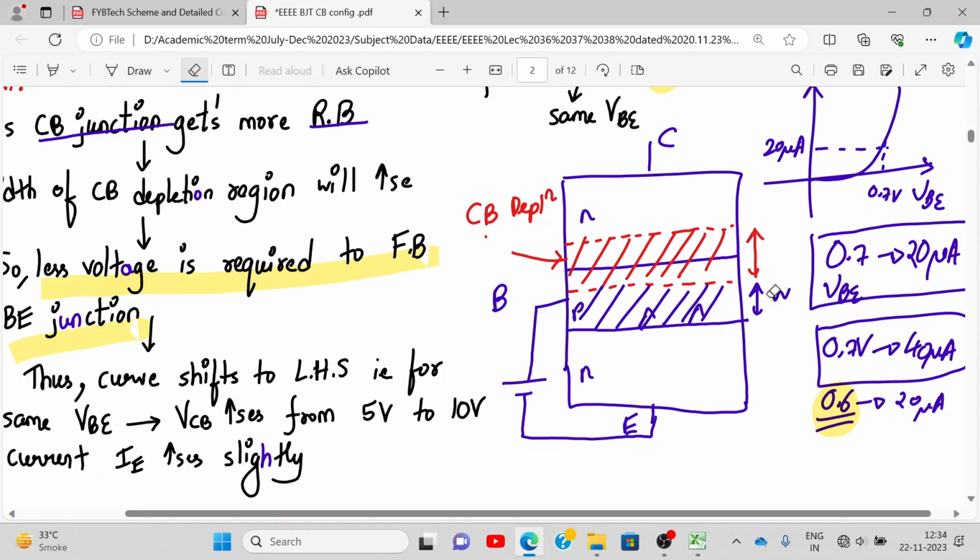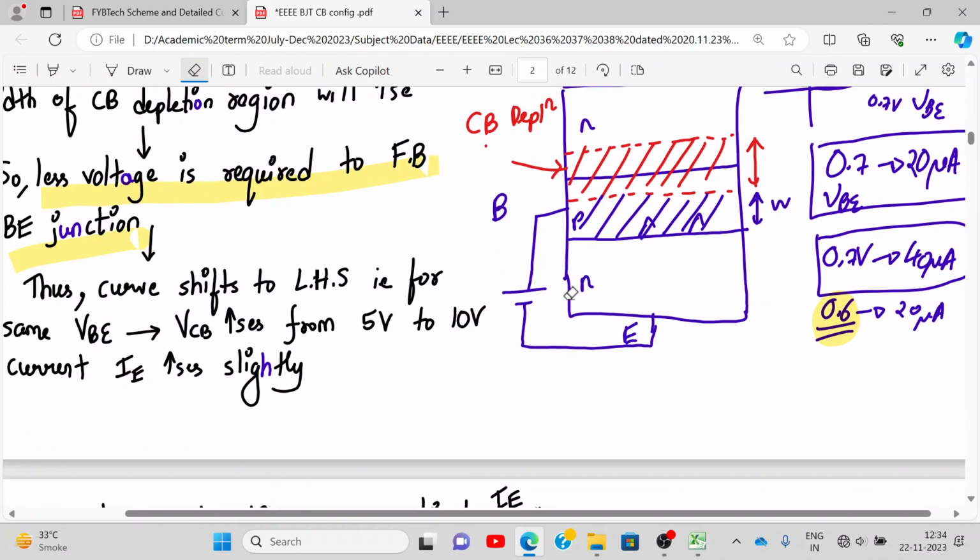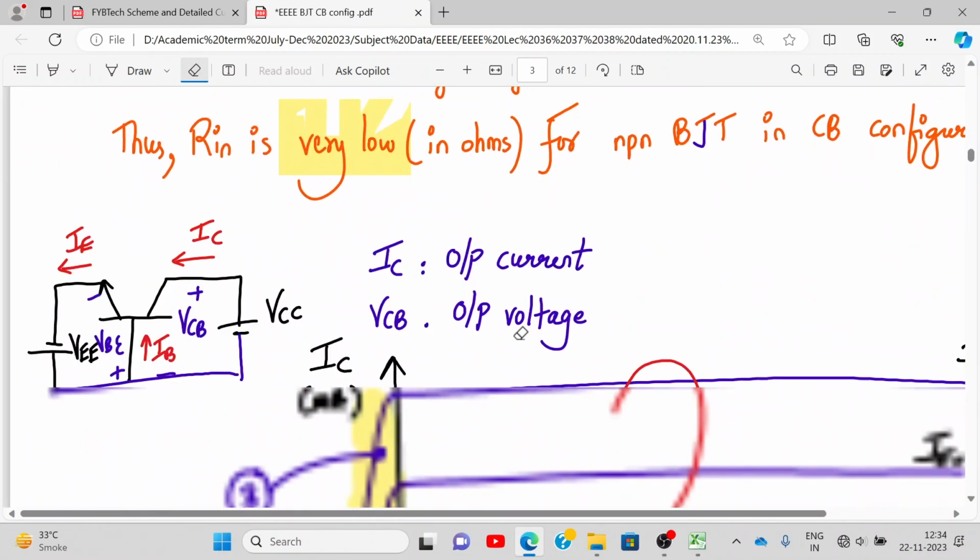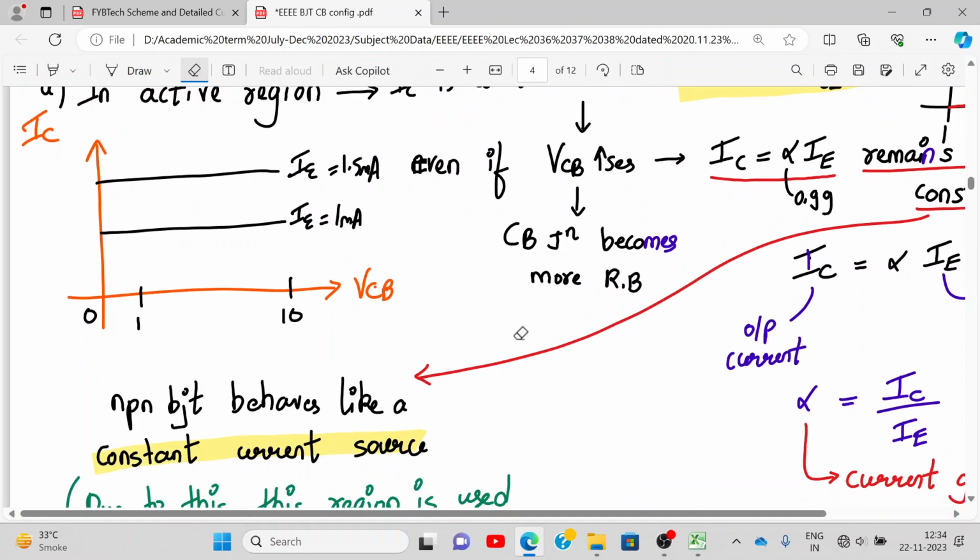More carriers won't flow. Only the same number of carriers will flow, which was flowing with VB changing, which was there with VB constant value. So that many carriers will only flow. That's why your emitter current and your collector current are almost constant. We have a straight line from 0 to VCB. Even for 0 VCB, we are getting almost a constant current.